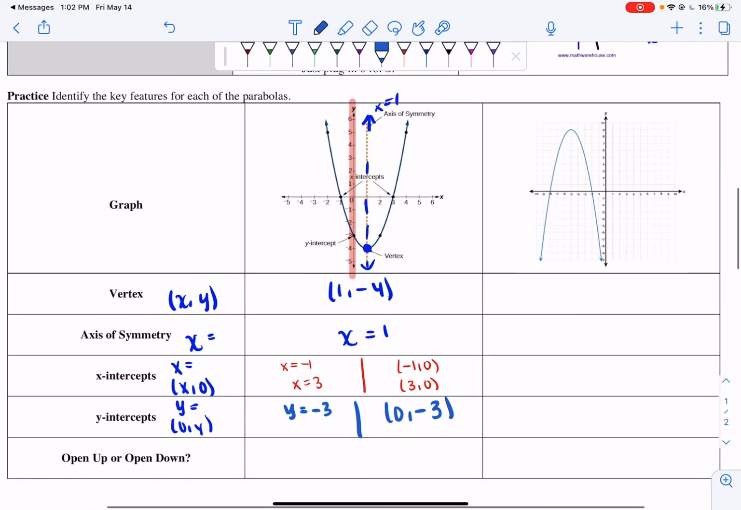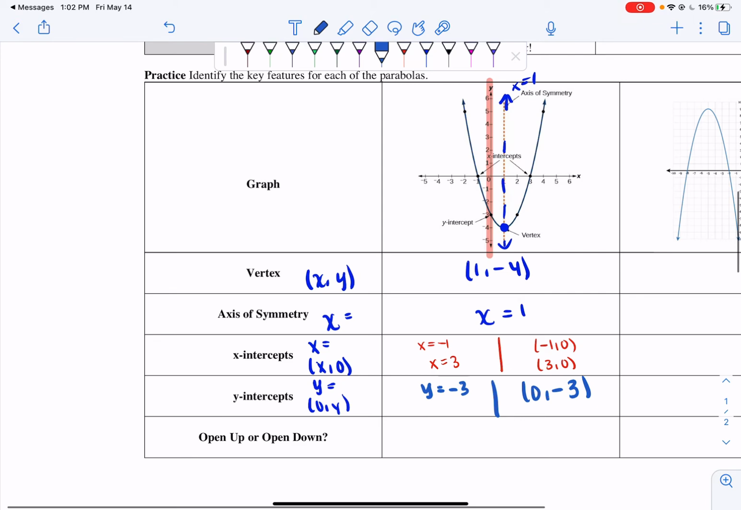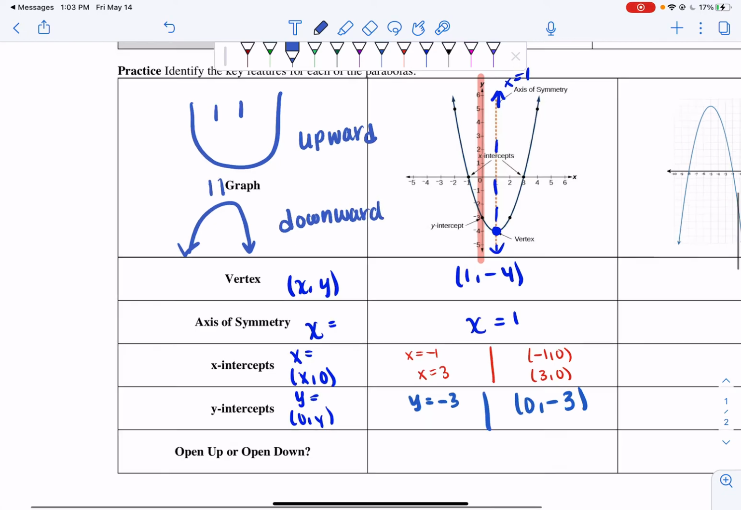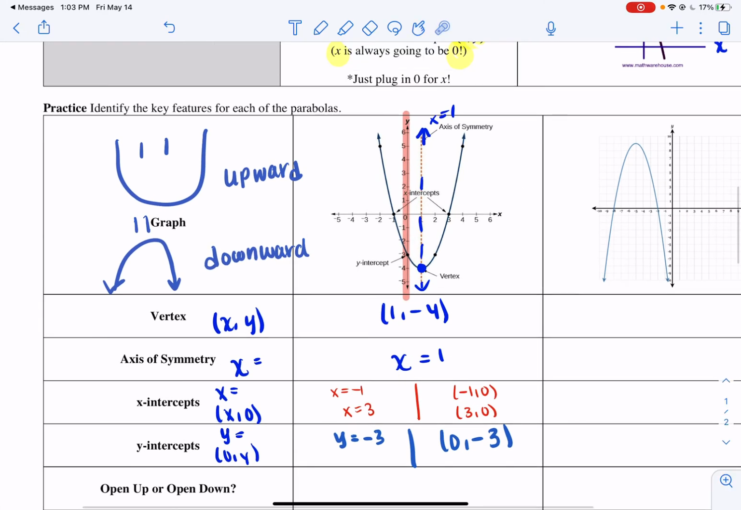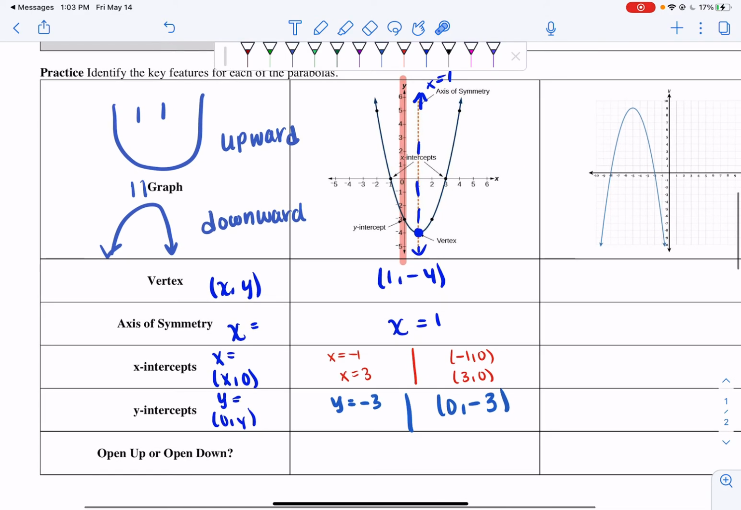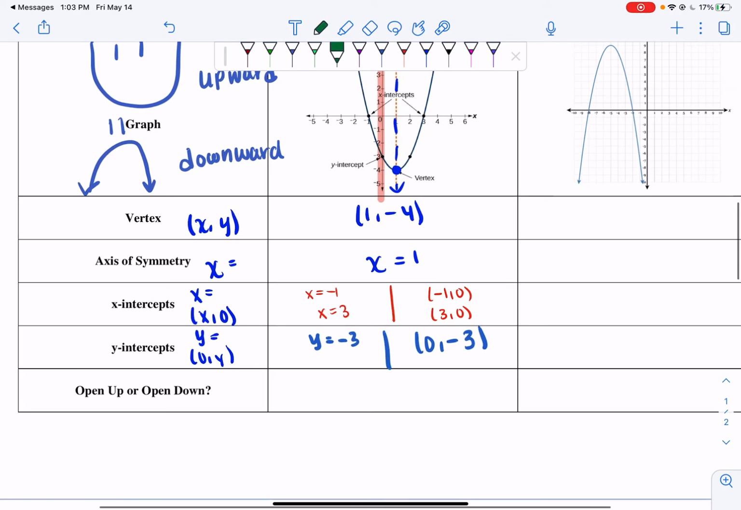Now, does my graph open upwards or downwards? If you look, here's my trick. If your graph looks like this, you can draw a smiley face. So that opens upward. If your graph looks like this, it's a frowny face. So it's downward. So if I look at this graph right here, is it opening upward or downward? Very good, it's opening upward. So I'm just going to write down opens upward.